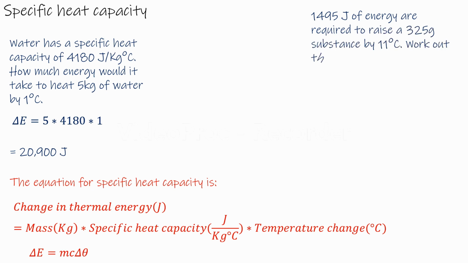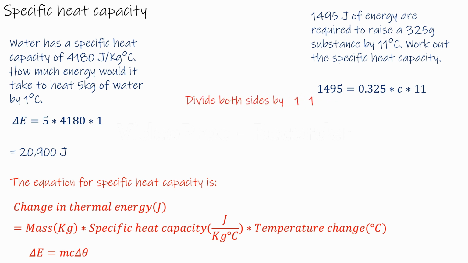So we are told that 1,495 joules of energy are required to raise a 325 gram substance by 11 degrees Celsius. Work out the specific heat capacity. So the first thing we want to do is just plug our numbers into the equation we already have. And you'll notice that I have left 325 grams as 0.325 kilograms, as mass is always going to be in kilograms in this equation. And C is our specific heat capacity. I've just left that as C from our algebraic equation there at the bottom.